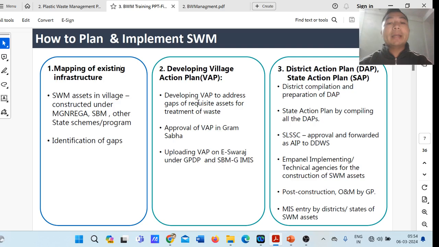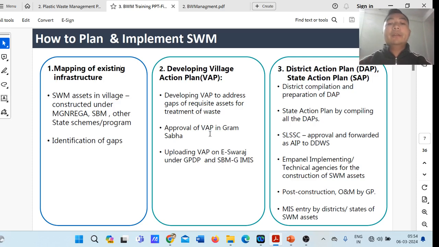So a village action plan, or it can be an action plan to address if your colony has a large amount of waste dump. Everywhere you go there is a dump bin, so they can have a proper village action plan: how to segregate, how to plan. They can invite some expertise and do some assessment of how to go about it. That is another implementation plan.